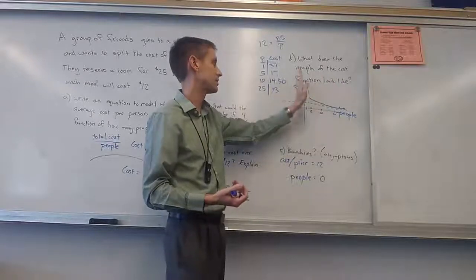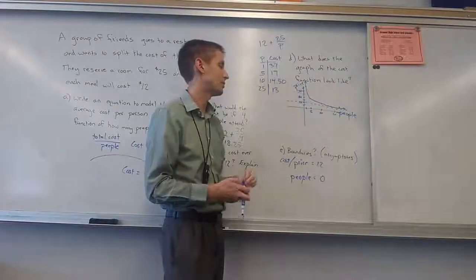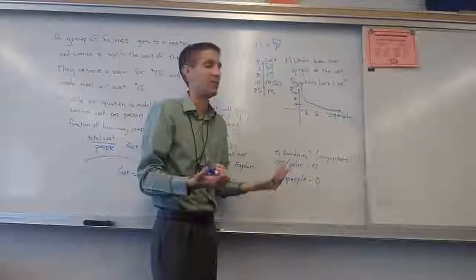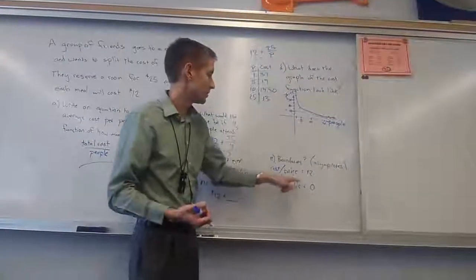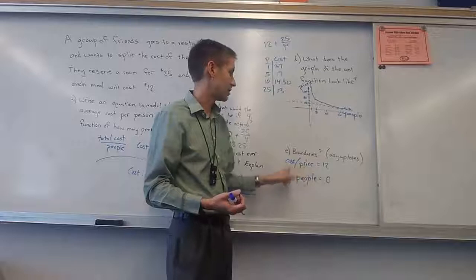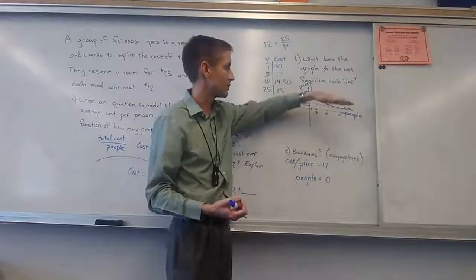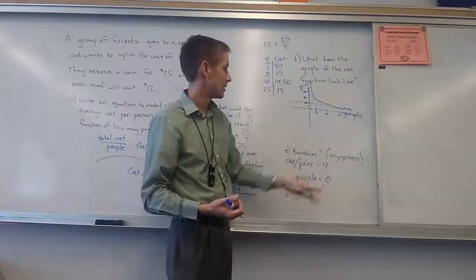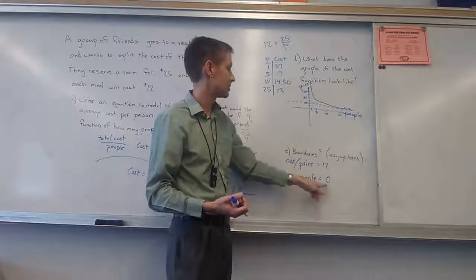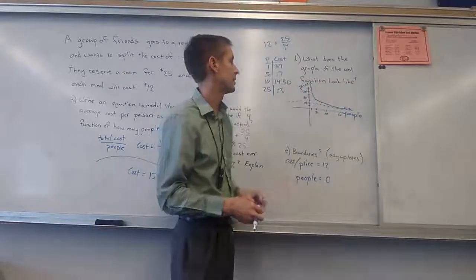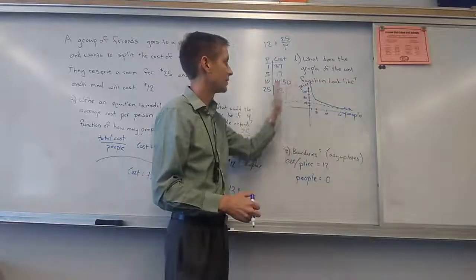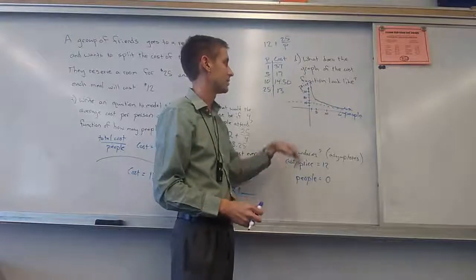So these two things, where we have the price or the cost equal to 12, becomes a boundary on that lower side, and the number of people equaling 0 becomes a boundary on that left side. And that can help give us some context as to how much money these people are going to pay as the number of people increases or decreases for the party.